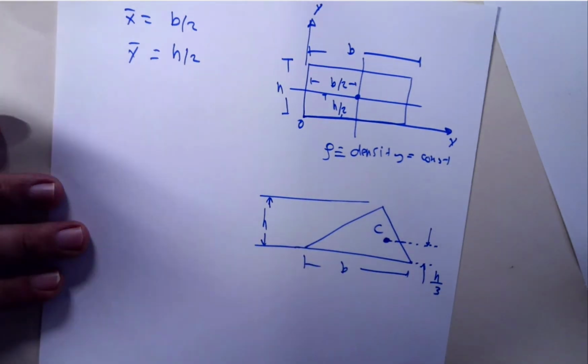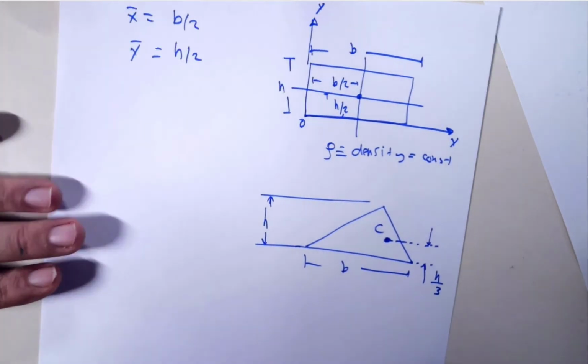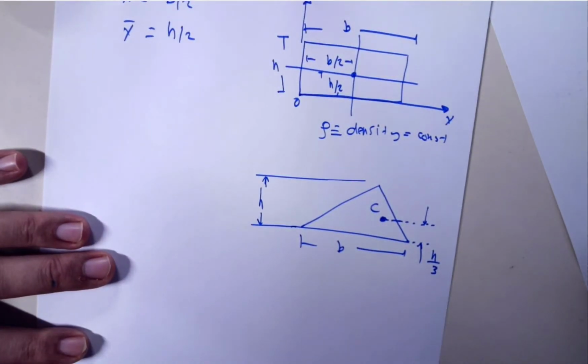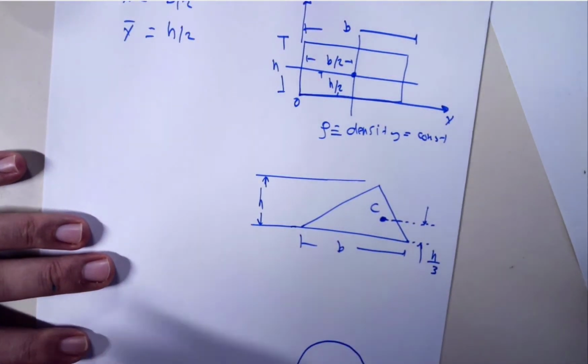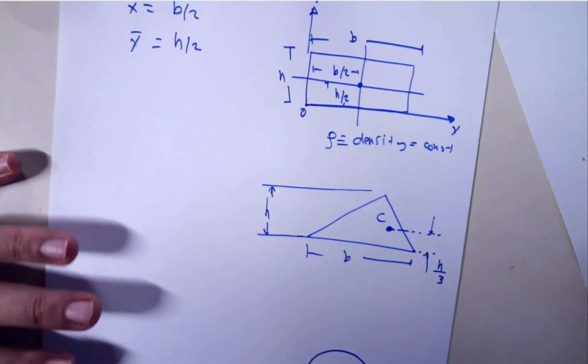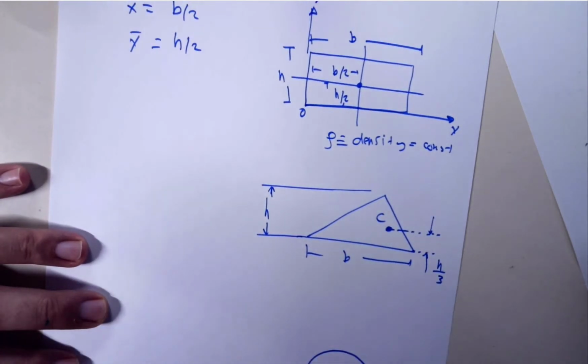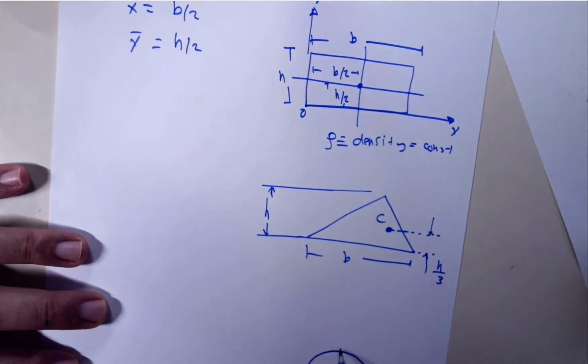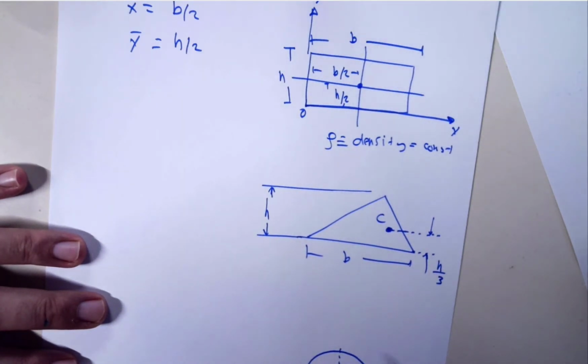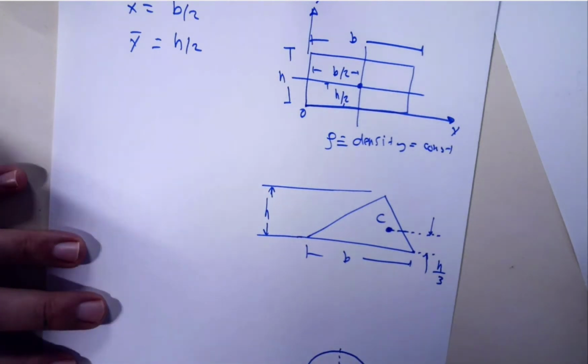All right, so there are other popular geometries such as a half circle. So a half circle which has a radius r, right? The centroid C or CG is calculated from the same formula, and you will find that it's equal to 2r over pi. 2r over pi.